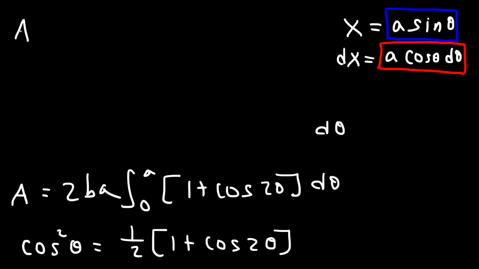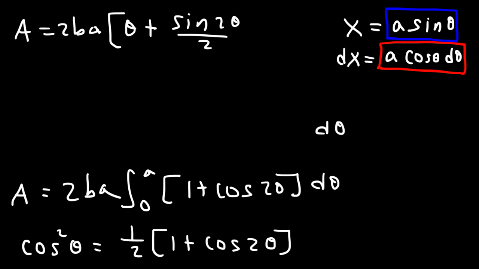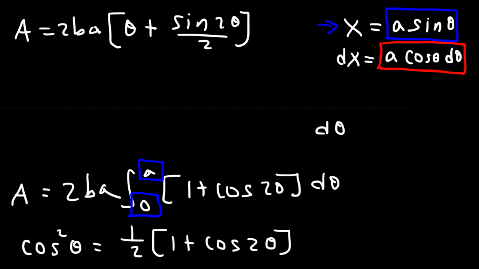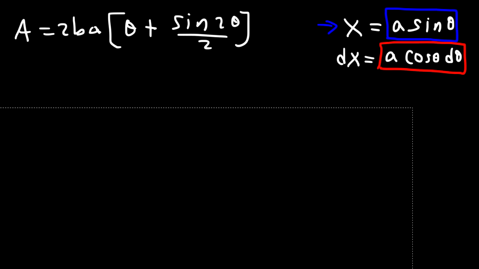The antiderivative of 1 d theta is going to be theta, and the antiderivative of cosine 2 theta is sine 2 theta over 2, evaluated from 0 to a. Now, granted, we do need to change the limits of integration, but I'm going to change it towards the end. So I'm not going to worry about it now, but I'm going to introduce it later once I get my x variable. I forgot to change it when I converted x to theta, but I'll change it back to x and then put 0 to a again.